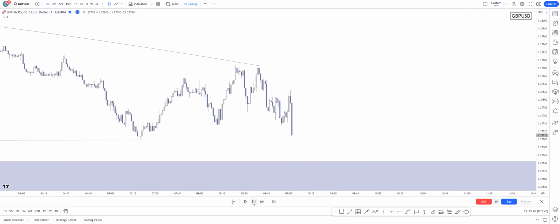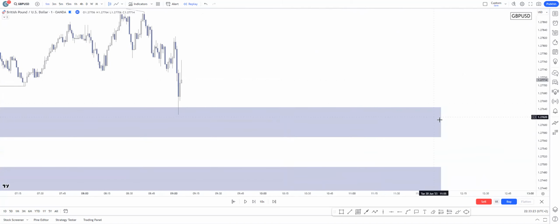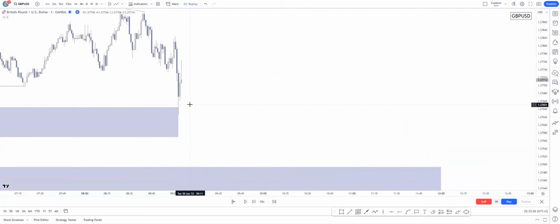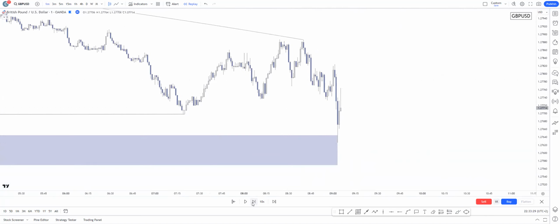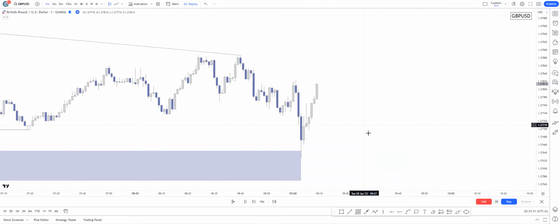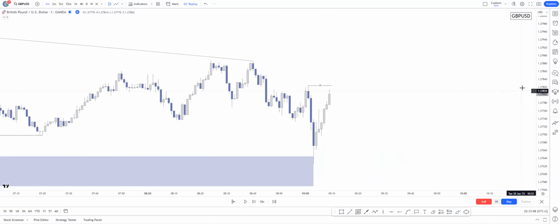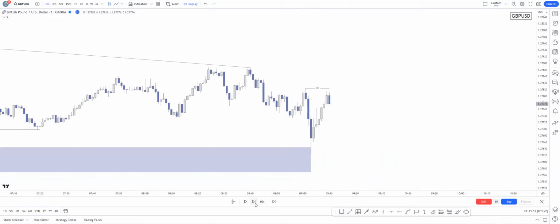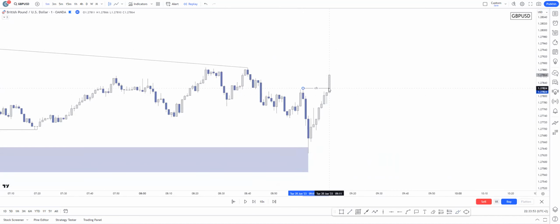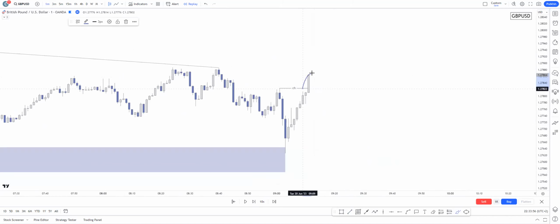So here we go. Mitigation of the 15-minute demand happened, as you can see, and price immediately reacted to the upside. And if a break of this high point happens, a wick break would be perfectly enough because we are on the 1-minute time frame. If we have a wick break above this high point, we will have a change of character. So this is our character changing point right here. Let's see if it happens. And you can see that it happened with a really nice body break. So there is literally no doubt about it. A change of character happened.